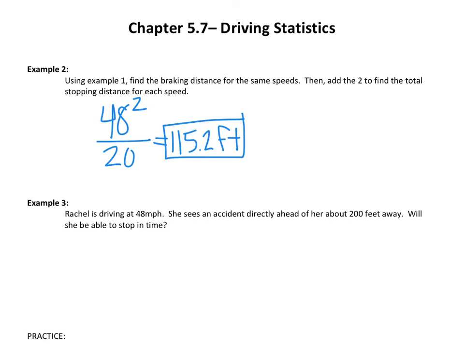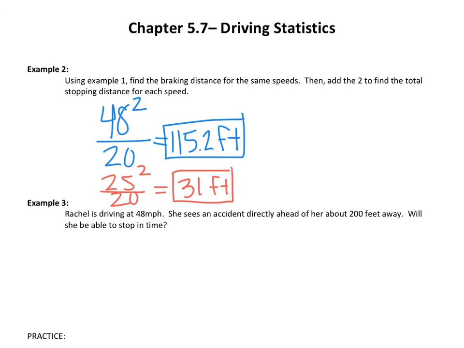For 25 miles per hour, okay, we take 25 and square it and divide by 20. So 25 times 25 equals, and then divided by 20. So even at 25 miles per hour, you're going to travel 31 feet approximately after slamming on the brakes.